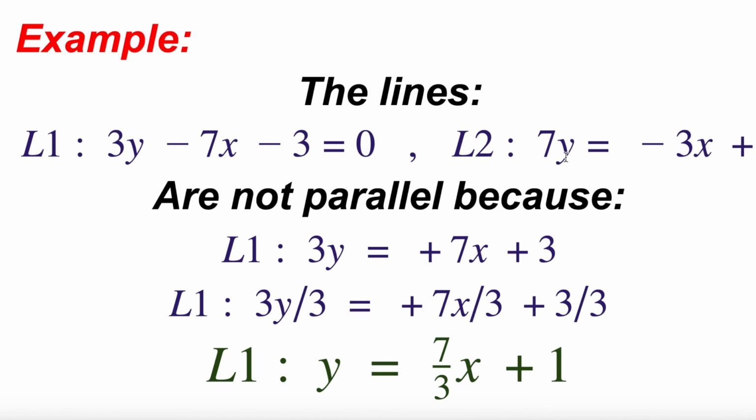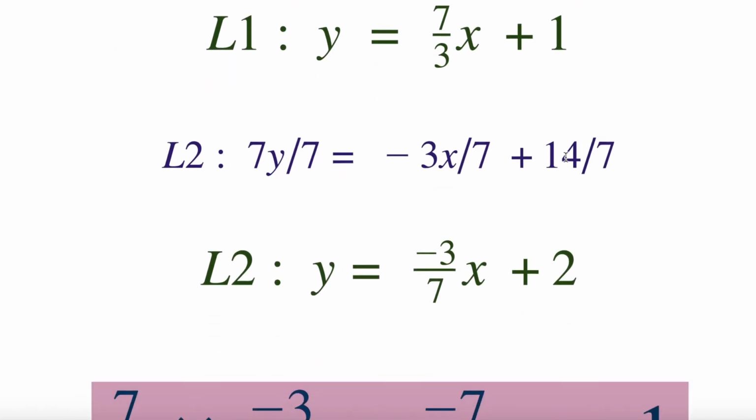Now the second equation, 7y equals negative 3x plus 14. I should divide everything by 7 to isolate y. It's going to be 7y divided by 7 is y. Negative 3x divided by 7 is negative 3 over 7x. 14 divided by 7 is 2. So the second slope is negative 3 over 7. And the first slope is 7 over 3.